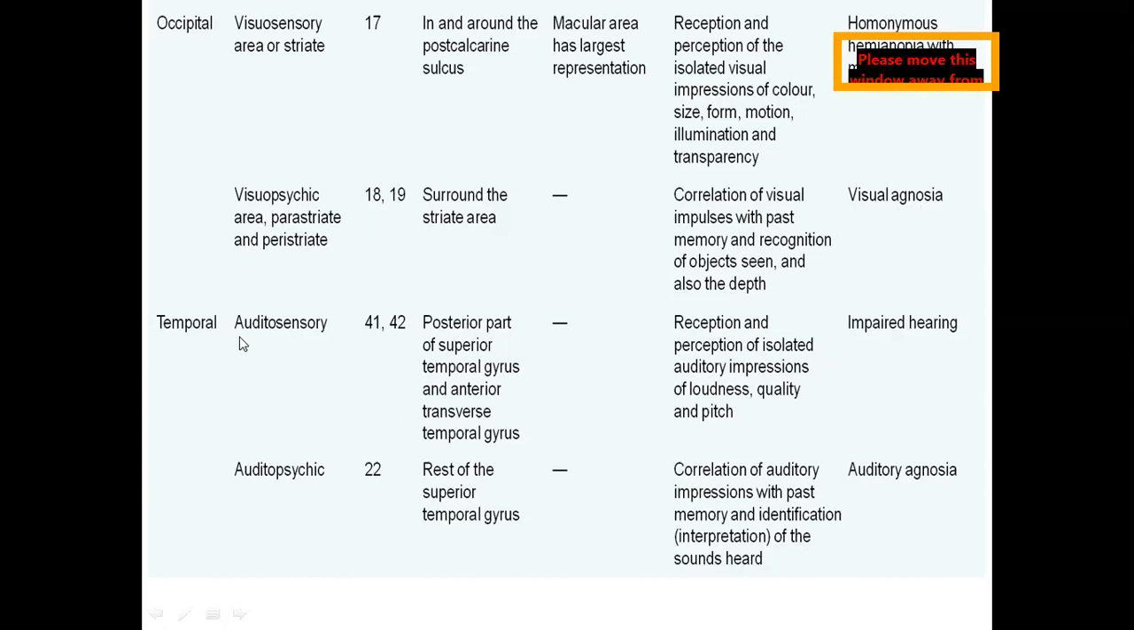Then we have the temporal lobe, where we have the auditosensory areas number 41 and 42, situated in the posterior part of the superior temporal gyrus and anterior transverse temporal gyrus. Function is reception and perception of isolated auditory impressions of loudness, quality of pitch. If this area is damaged, it will lead to impaired hearing. Next, area number 22, audito-psychic area, resting on the superior temporal gyrus. Function is correlation of auditory impressions with past memory and identification of sounds heard. If this area is damaged, it will lead to auditory agnosia.